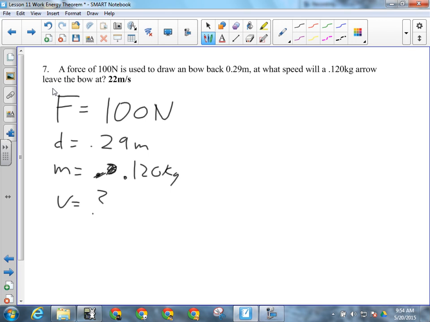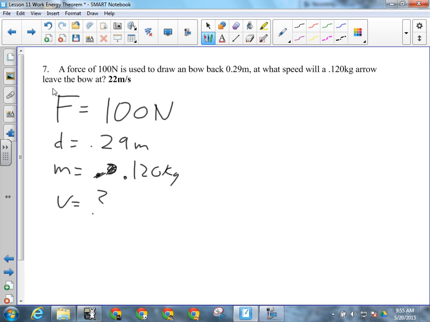All right, what kind of energy am I changing here? Kinetic. I mean, yes, I'm changing the elastic potential energy of the bow, but they never ask me about the bow. They only ask me about the arrow. Now, when the arrow is in the bow, how much kinetic energy does it have? 0. Because it's sitting there. It's not moving. It's just in the bow.